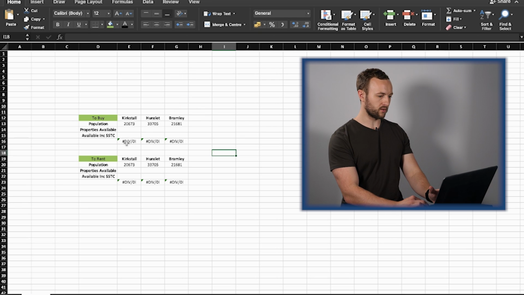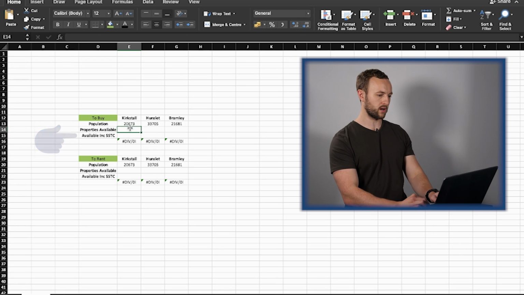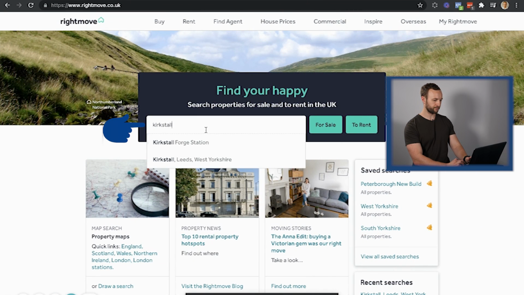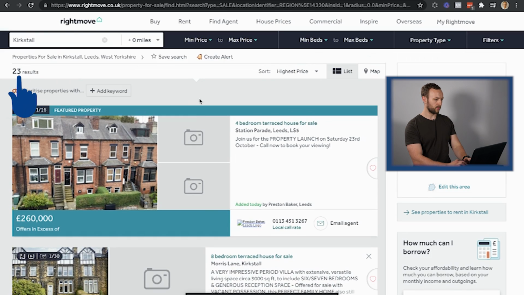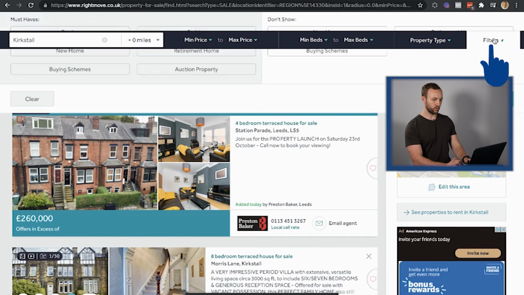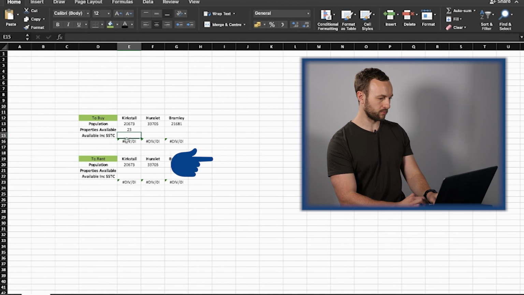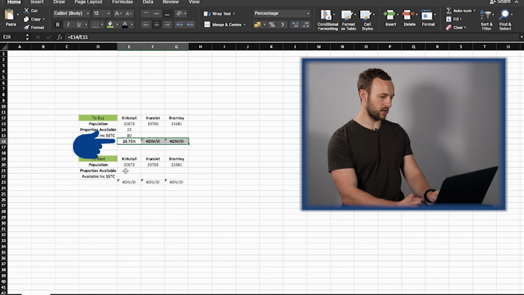And all I'm going to do is I've got this as a percentage where I've got properties available divided by the available including sold subject to contract. So if we go to Kirkstall first, I'm just going to type in Kirkstall, Leeds for sale, and you can immediately see within here that there are 23 properties available. So I'm going to put that. Go on filter, include under offer, sold subject to contract, and you can see it jumps to 80 here. So I'm going to put in 80 there. And then that's going to give me this percentage here at the bottom.